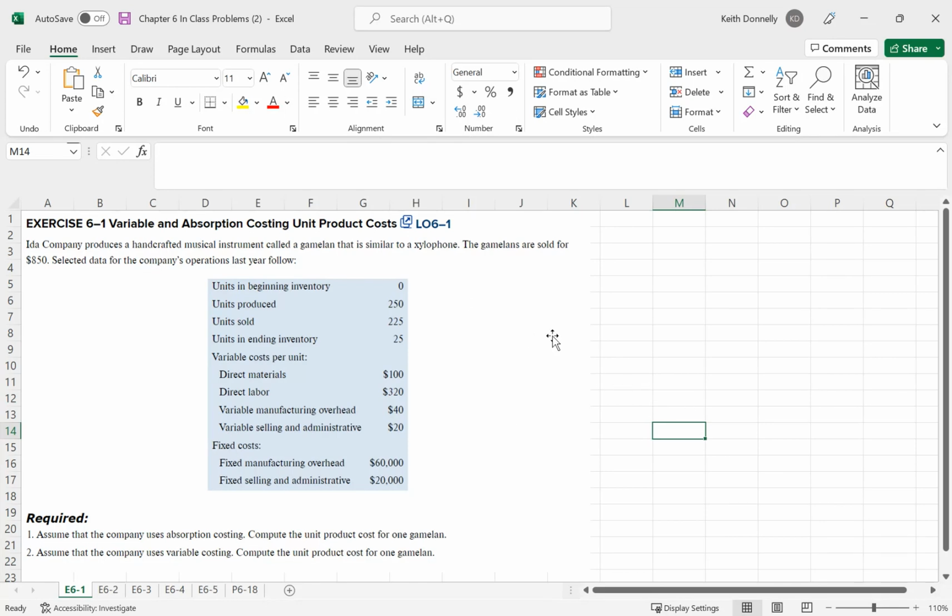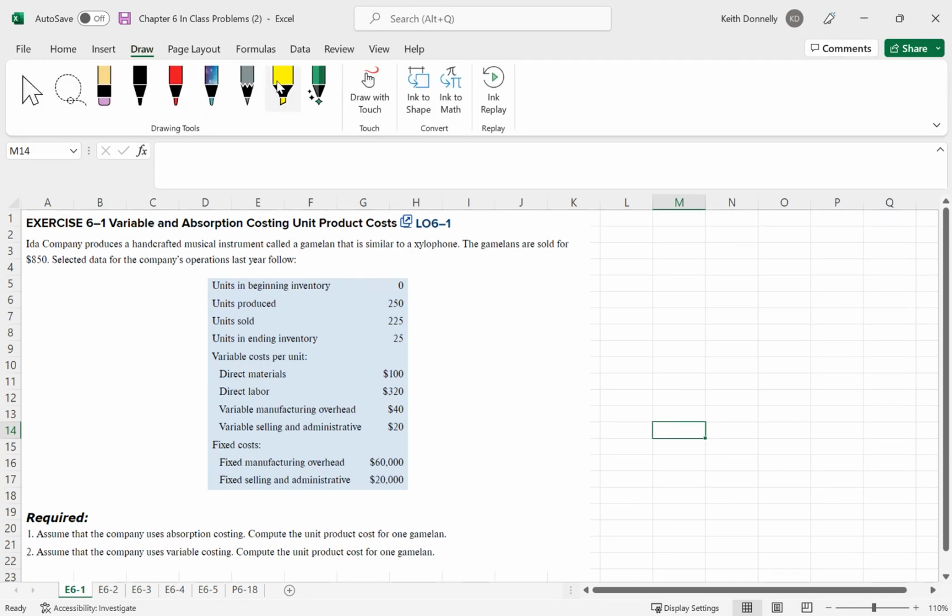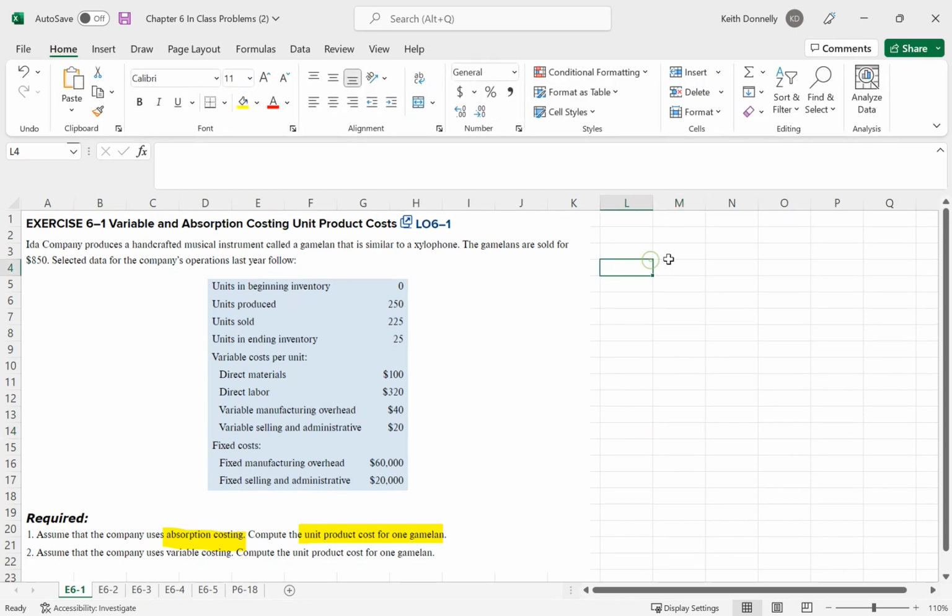Okay. First thing down here, it says assume that the company uses absorption costing. Right? Where does it say? Assume they use absorption costing. What would be the cost of one of those instruments if we were going to do that? Right, so let's put absorption costing.